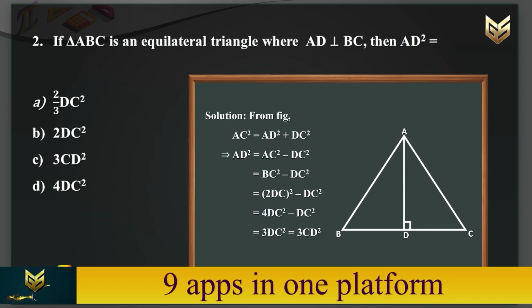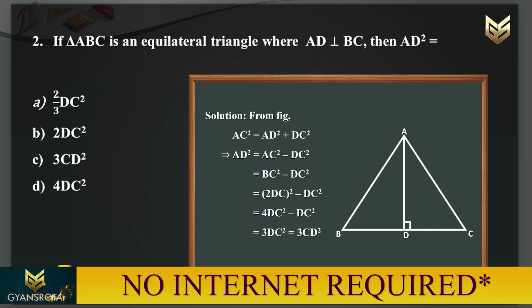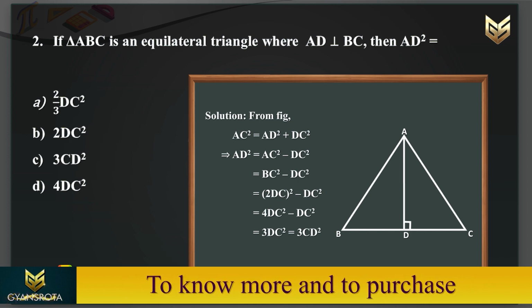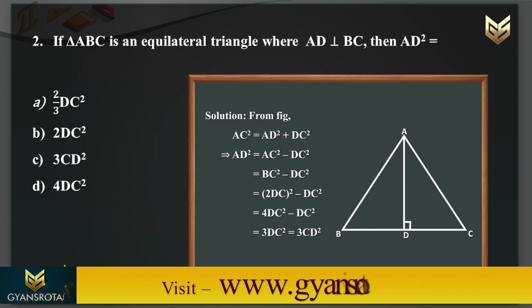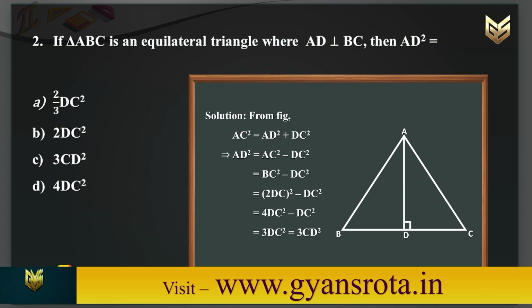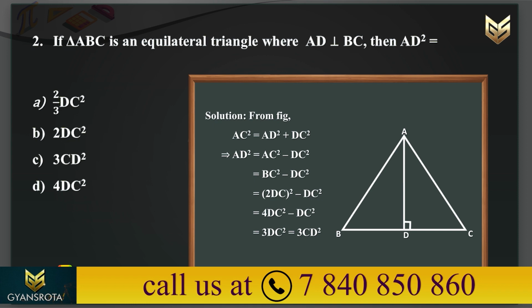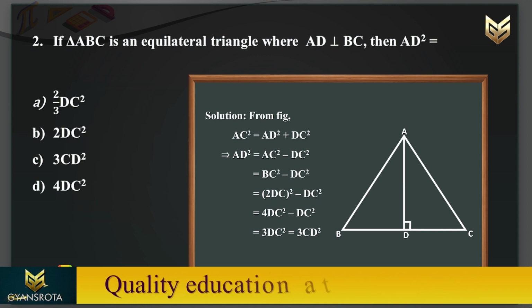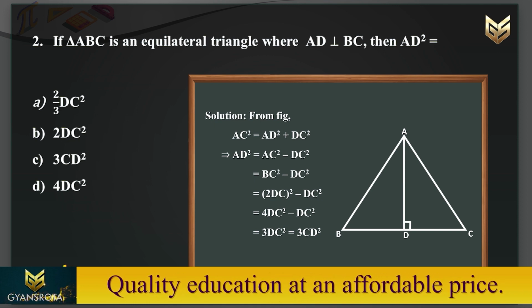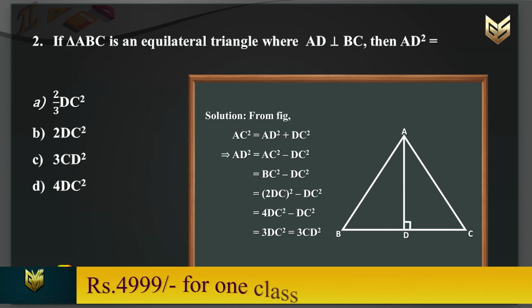So AD square means how much? AC square minus DC square. So from the figure it is clear that AC square is equal to AD square plus DC square using Pythagoras theorem. So AD square becomes AC square minus DC square. Now in place of AC I can put BC. So BC square minus DC square.